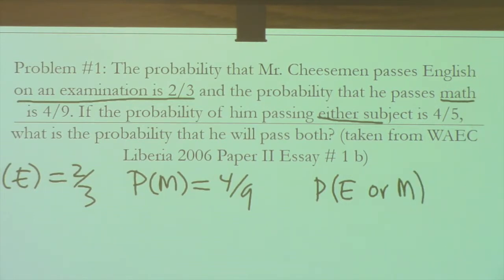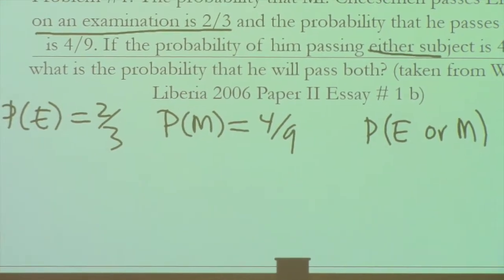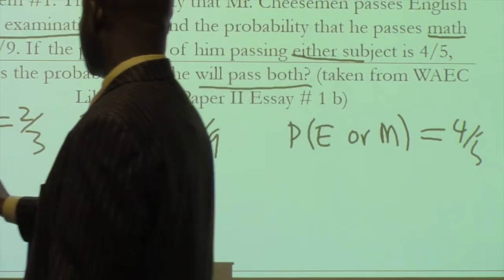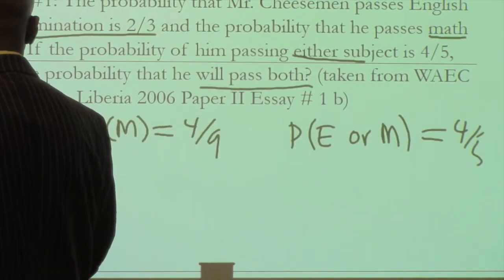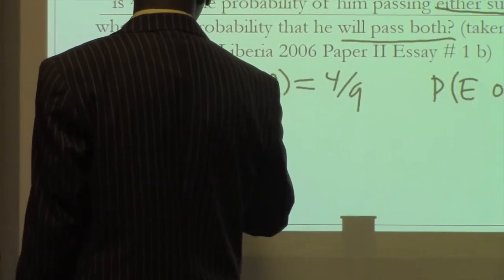And so this then becomes amenable to the addition rule, the addition counting principle of probabilities. So if the probability of him passing either subject is 4/5, what I want us to find is the probability that he passed both. The probability that he passed both means the probability that he passed English and he also passed math. That's what we don't know.